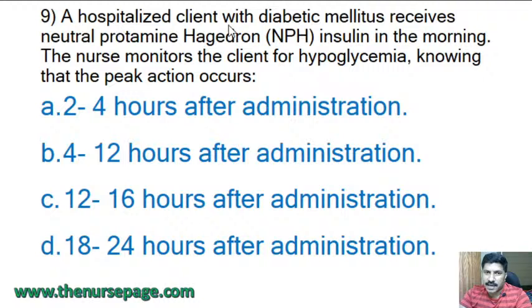A hospitalized client with diabetes mellitus receives NPH insulin, NPH full form that is neutral protamine Hagedorn, in the morning. The nurse monitors the client for hypoglycemia, knowing that the peak action occurs 2 to 4 hours after administration, 4 to 12 hours after administration, 12 to 16 hours, 18 to 24 hours. Ninth question.